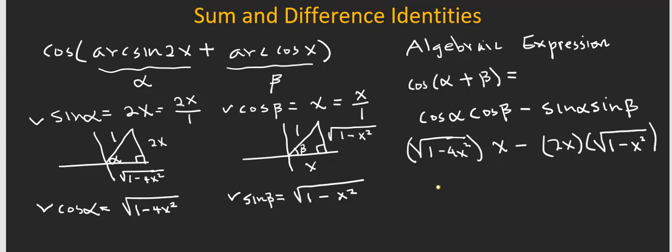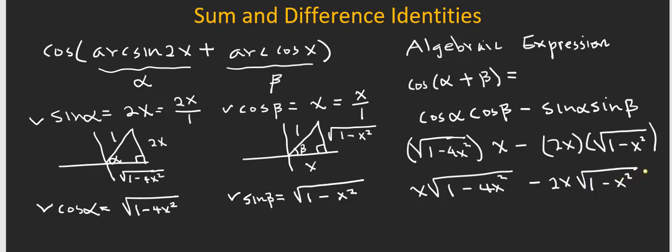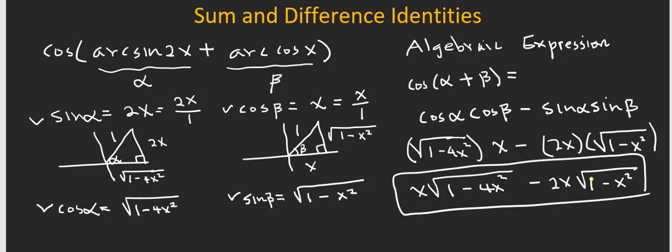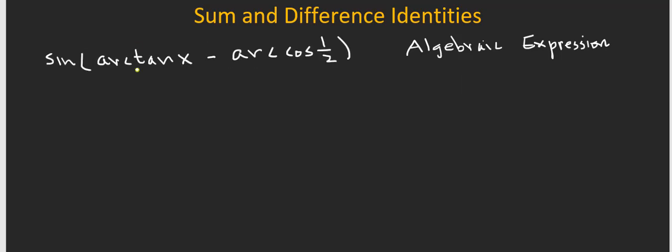Okay? Let's clean this up. So you're going to get x radical 1 minus 4x squared minus 2x radical 1 minus x squared. So this right here, we changed the original expression to an algebraic expression. Let's take a look at the last example. We want to rewrite that as an algebraic expression. So again, this represents alpha, and that represents beta.